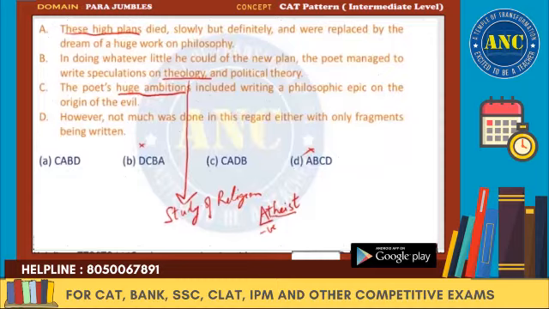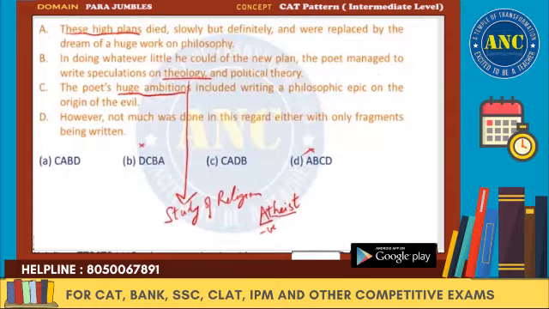So in A, you are saying that he didn't work on the epic origin of evil story that he was going to do originally. That got replaced by a dream of huge work on philosophy. And then you are continuing that by saying that in this new plan, what is this new plan? The plan that is referred to in A. In this new plan, whatever little he could do, he managed to do this and this, theology and political theory.